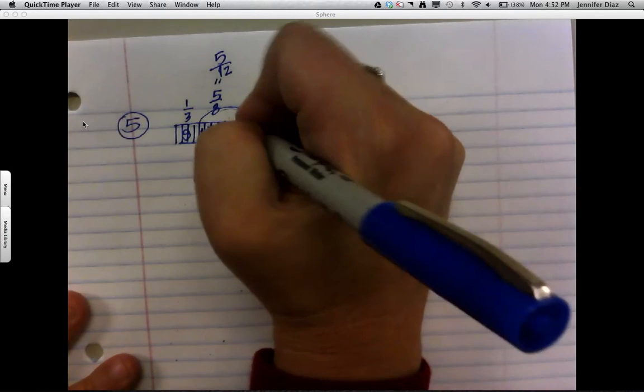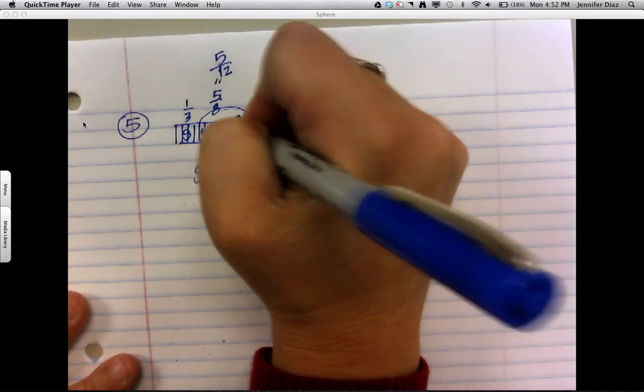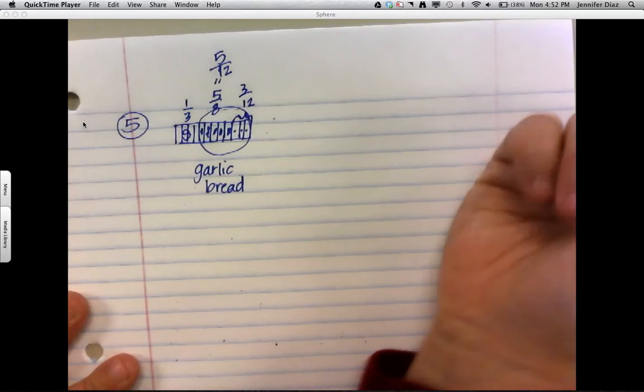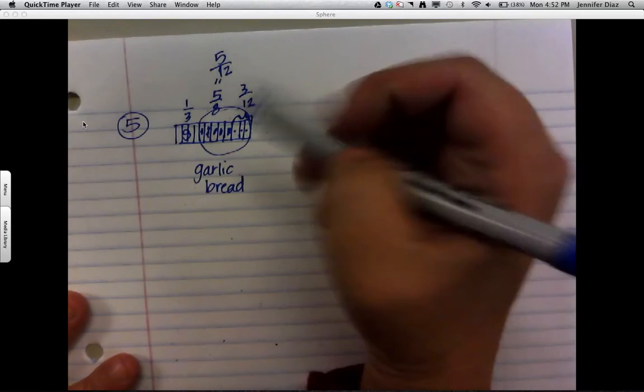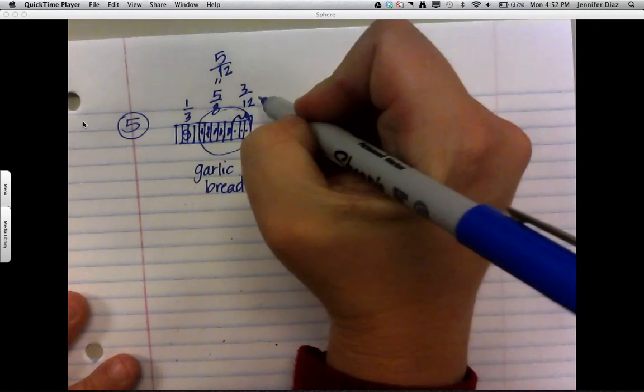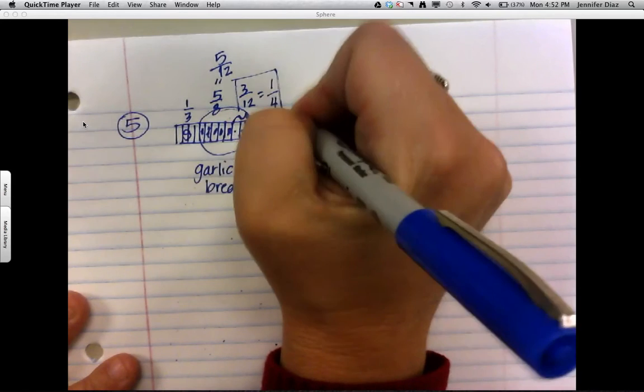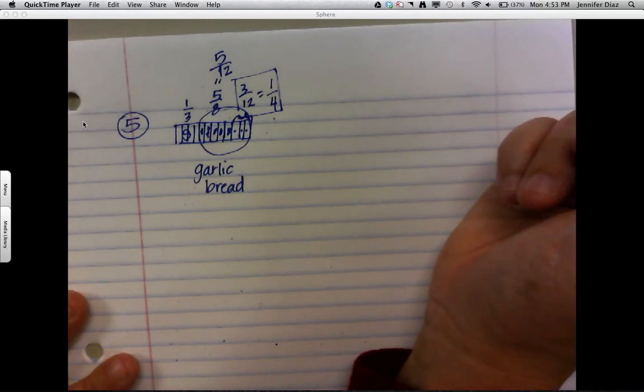Okay, so that just tells you what the garlic bread is, but it says what fraction of the stick of butter is left. That is 1, 2, 3 that you haven't used yet, 12 being the entire amount down at the bottom, and you simplify to get 1/4. So the answer to Mrs. Kong's problem is there is 1/4 stick of butter left.